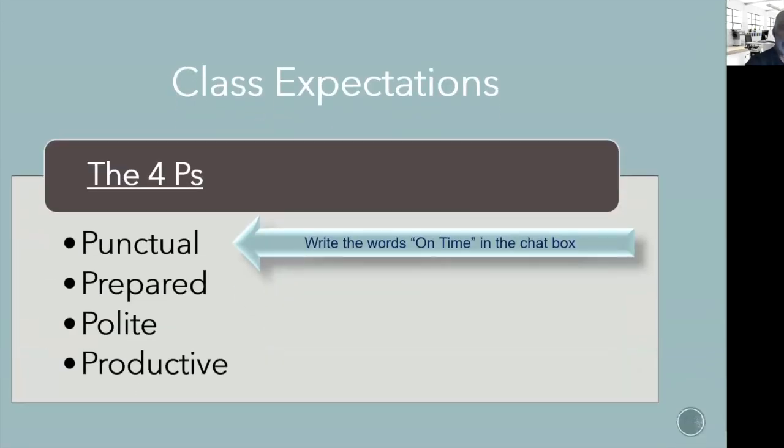Here's what we do in class. We have the 4 Ps. We're going to do this all the time: punctual, prepared, polite, and productive. It keeps us to where we offer each other respect and we can get things done. By being on time, being ready to do what we're doing, by being polite and being productive, then we can accomplish things. If you will, please write the words "on time" in the chat box. That just lets me know that you're here and paying attention. I certainly appreciate that.